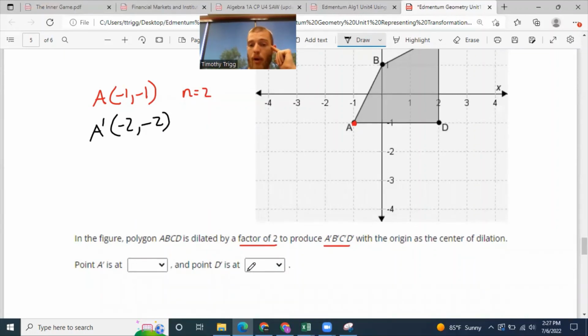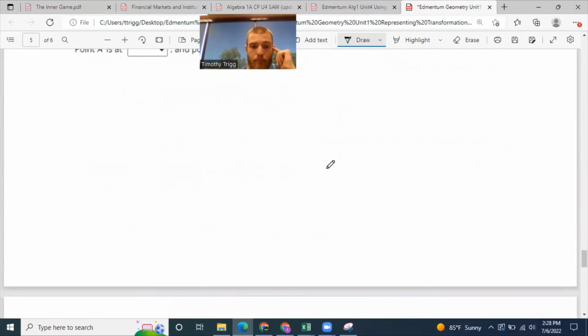Figure out where D prime would be. So the original D looks like it's at 2, -1. If I dilate by a factor of 2, what would be the coordinates of D prime, the image?